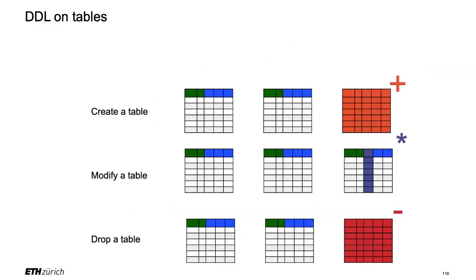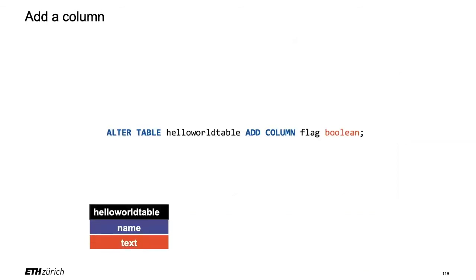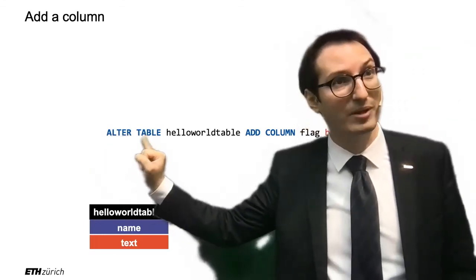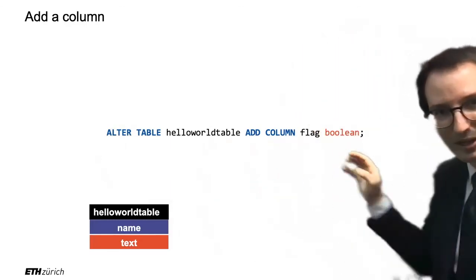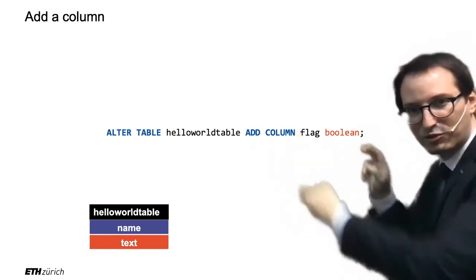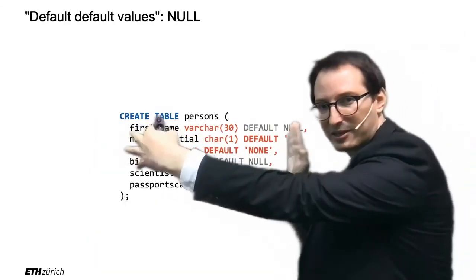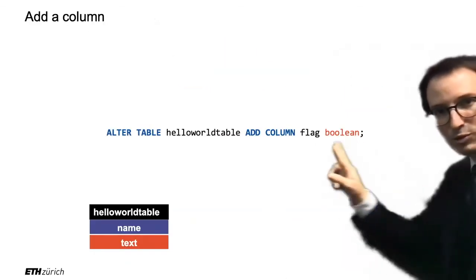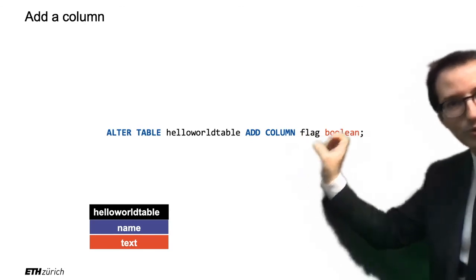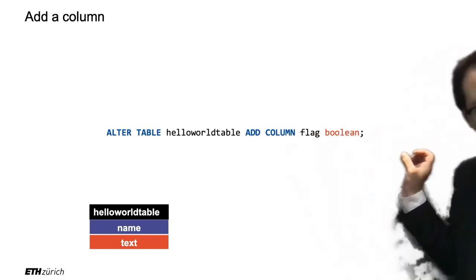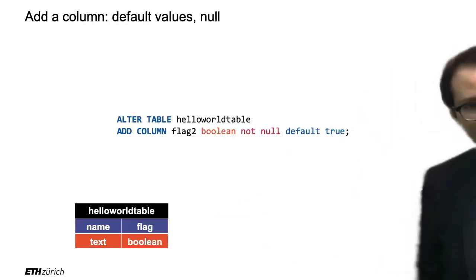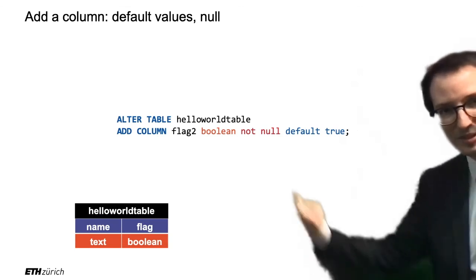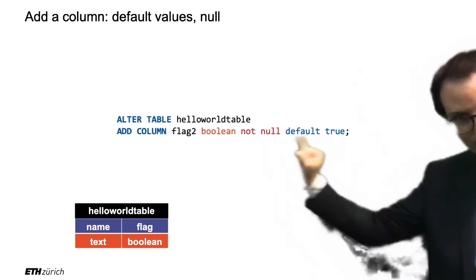So let's now try to modify the tables. Add a column is done using this alter table statement. You have create table, you have drop table, so alter table, hello world table, add column, flag, boolean. What you put here is exactly the same syntax that you have in your schema: the attribute name, the type, the default value, and null or not null, right? So that is going to modify the table and add a column right here. You can also specify, as I said, that it's null and the default is true, which is a boolean.